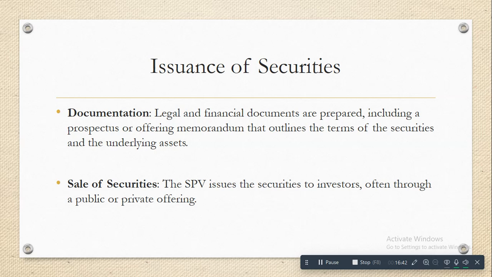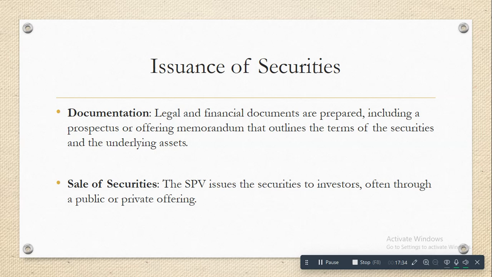Then there is the phase of issuance of securities. Now we have pooled the assets, made the tranches, and done the credit enhancement. Now the next phase comes: issuance of securities. Legal and financial documentation is prepared, including a prospectus or offering memorandum that outlines the terms of the securities and underlying assets. This has all the information regarding the tranche, the security, or whatever the product is. What are the terms and conditions? What are the risk and return you are going to get? All these things are present in there. Along with this, many legal documents are created in which terms and conditions are outlined.